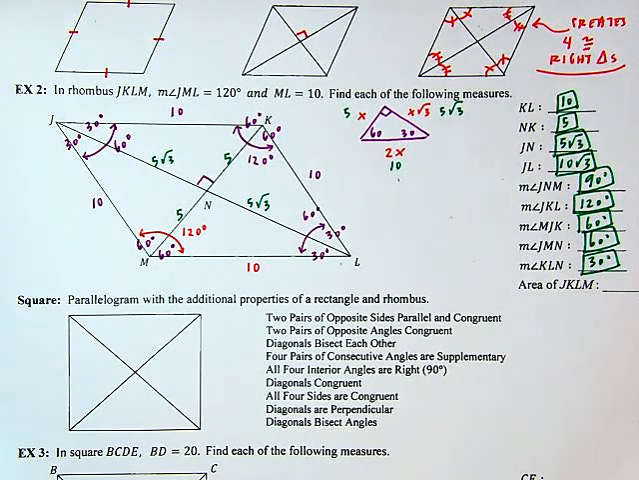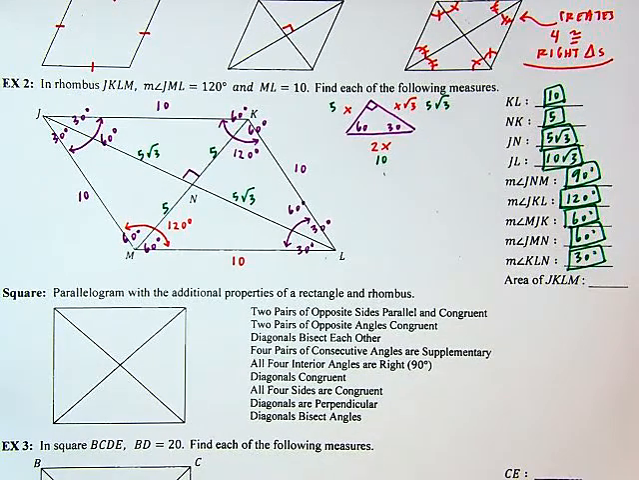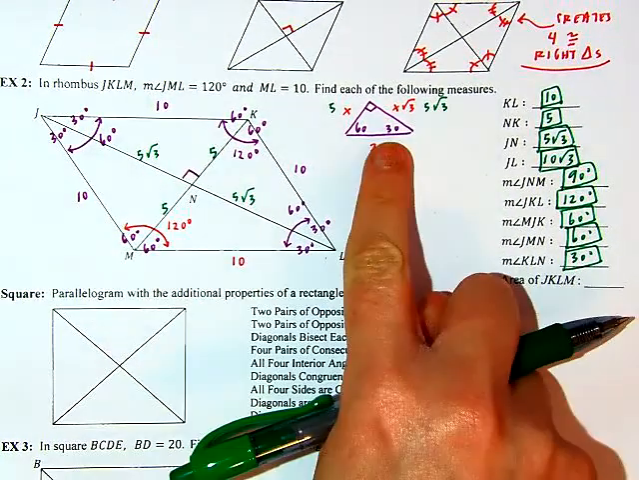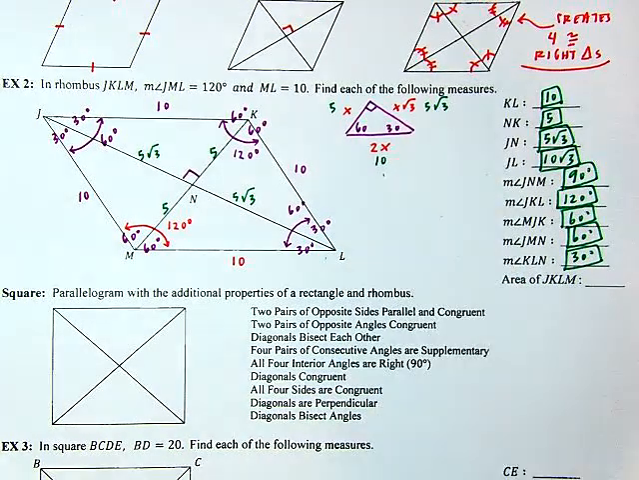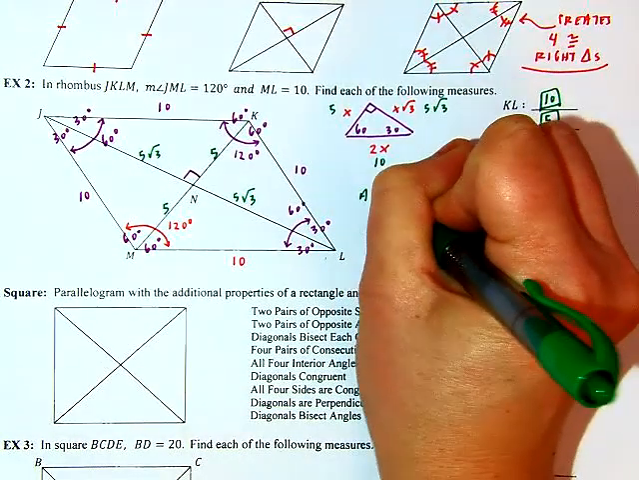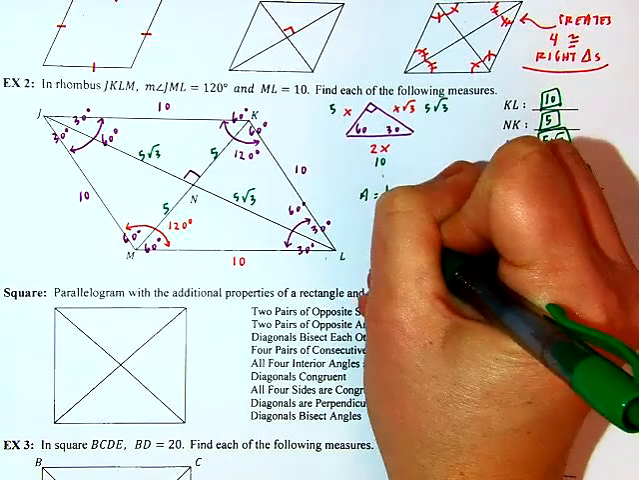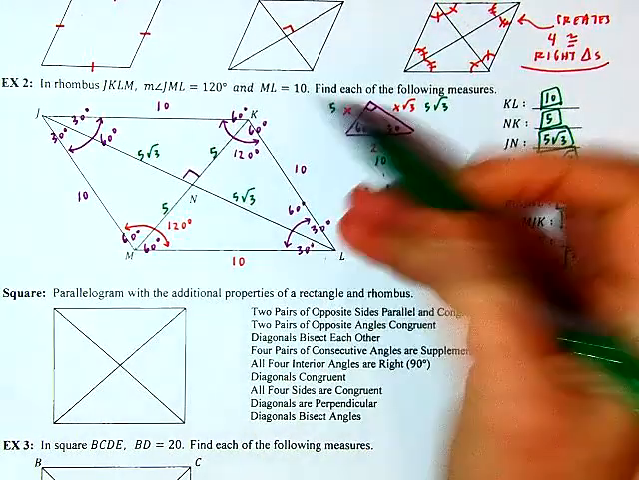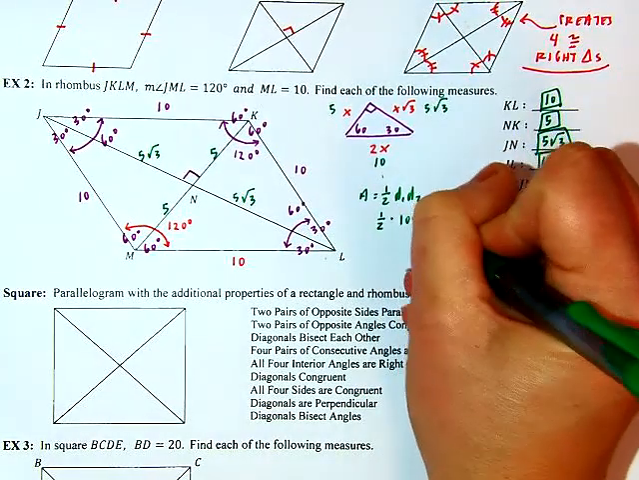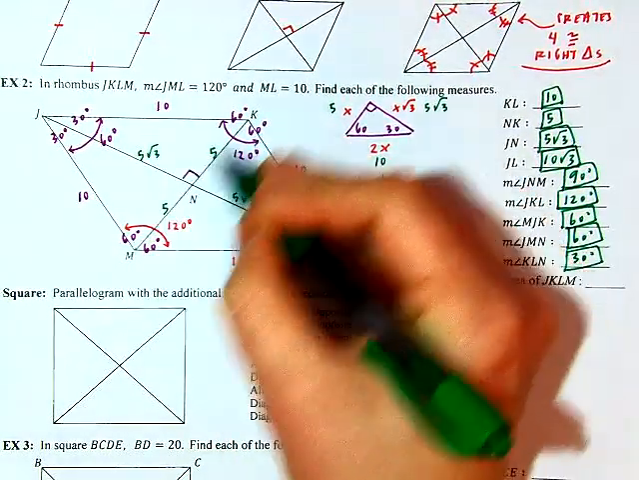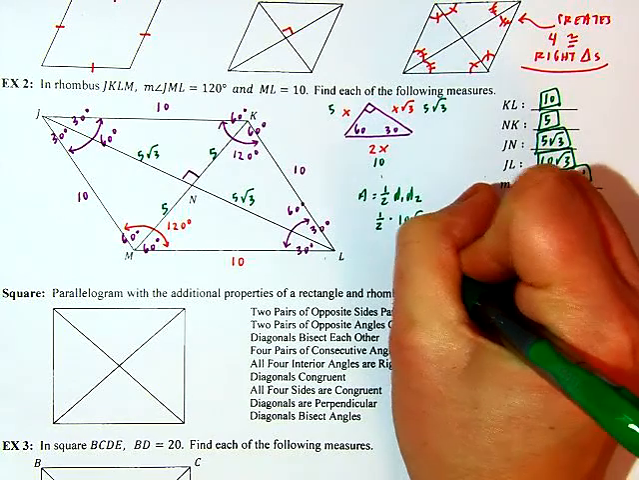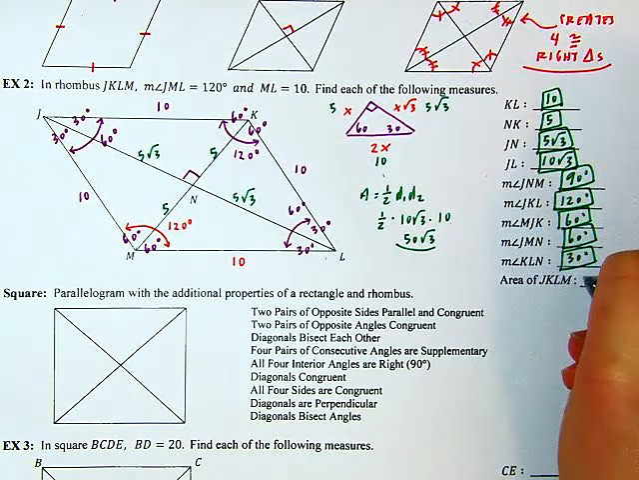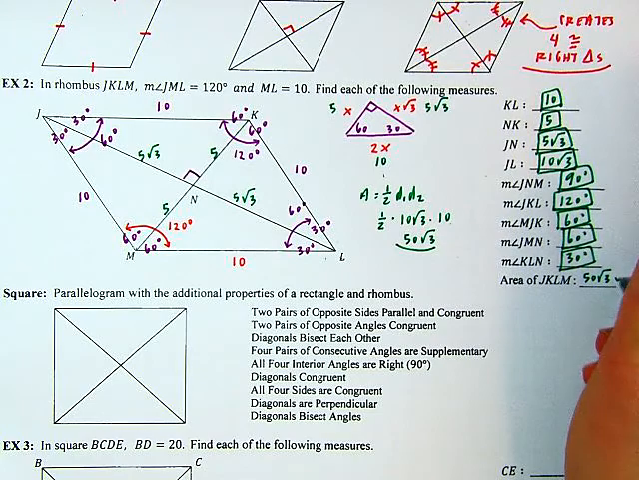Okay, now I'm also asking for the area. So there's a couple ways I could approach it. Since I know that I have these 4 right triangles, I could find this area and then multiply by 4, right? That would be fine. Or I could go through the diagonals, and that's what I'm going to choose to do. Half of diagonal 1 times diagonal 2. So the longer diagonal is this one, so 10 root 3, and then the shorter one right here is 10. So if I multiply across, half of 10 times 10 will get me 50, and then root 3. So my area is 50 root 3 units squared.